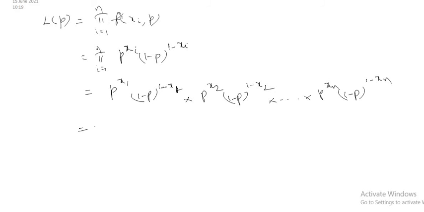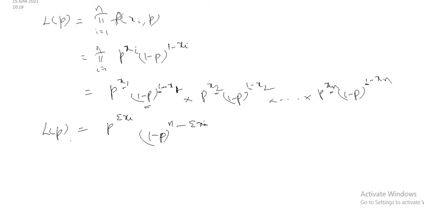Now after simplification, you know everything, no need to explain every time. We get p power summation xi, that is x1 plus x2 and so on plus xn, and then (1 minus p). How many ones are here? n ones are there. So if we sum all those n ones, we get n minus x1 minus x2 minus and so on minus xn. That becomes n minus summation xi. This is L of p.